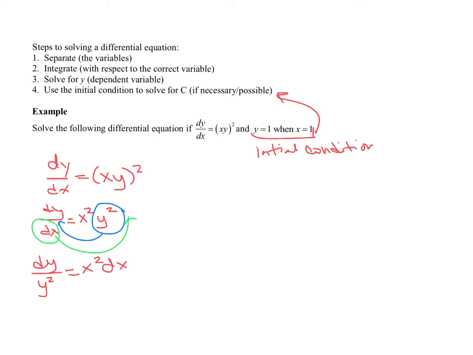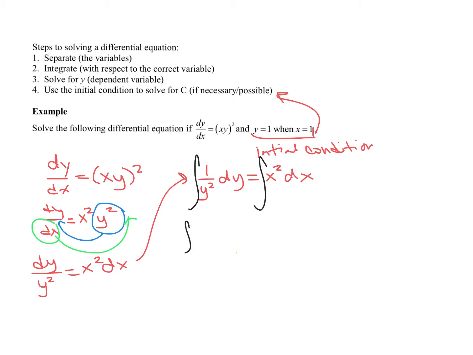Keep in mind that if you have a dx on the bottom of a fraction or a dy on the bottom, you can't actually do anything with it, so they need to be on the top. Once we have this, we can take the integral of both sides. Some people don't like the way that I set this up, so just know that dy over y squared is the same thing as 1 over y squared times dy. That might be a little bit easier for you to look at. Now we are going to integrate both sides.